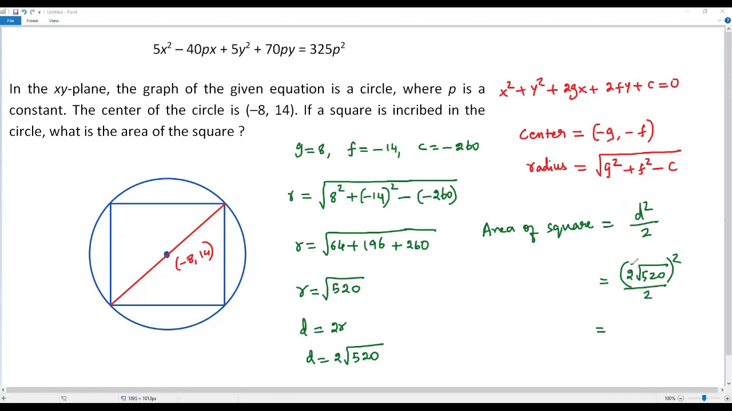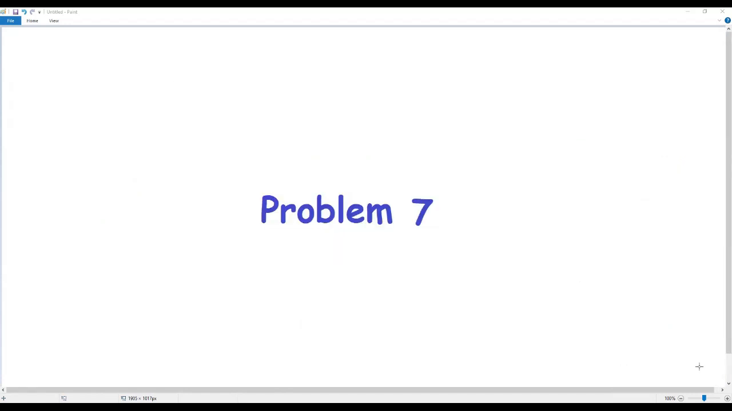Here two values are multiplied and there is a common exponent. Now we can take this exponent separately for each value and multiply the results. When I take this exponent 2 for this 2, I am getting 4. And when I take this exponent 2 for the square root, the square root and square will cancel out, and I am getting 520. In the denominator, we have 2. Here 2 goes into 2 one time and 2 goes into 4 two times. Here 2 times 520 is 1040. Therefore, the area of the square is 1040 square units.